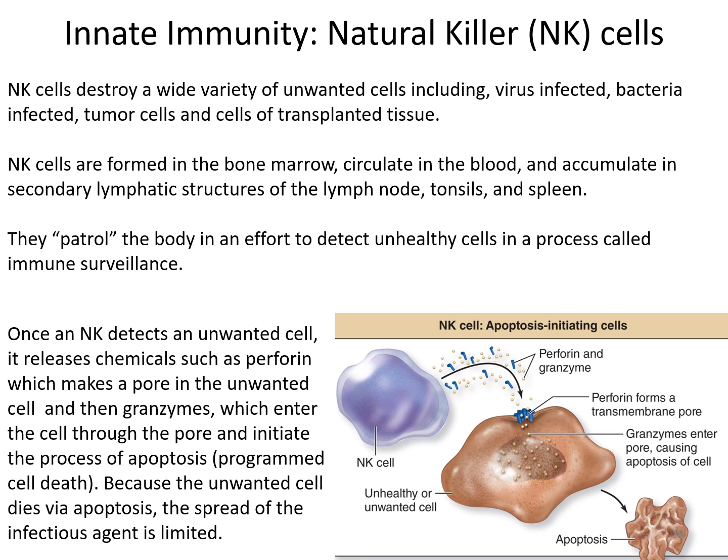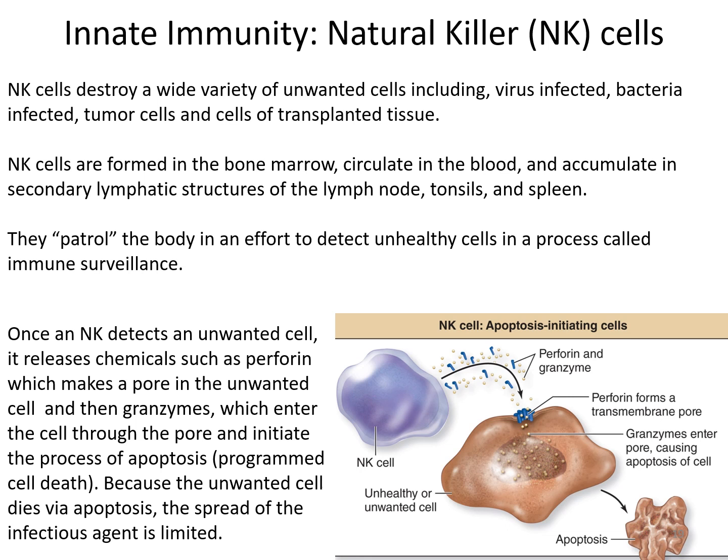Another important cell type are our natural killer cells, or NK cells. These guys destroy a whole wide variety of unwanted cells: virally infected cells, bacteria cells, tumor cells, cells of transplanted tissue, which is something that we actually don't want to happen, but if we don't do anything to stop it, it will happen. So our natural killer cells are formed in the bone marrow.